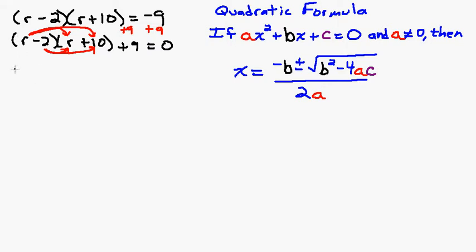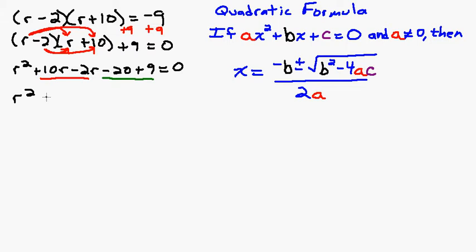So r times r is r squared. r times 10 is a positive 10r. Negative 2 times r is negative 2r. Negative 2 times 10 is negative 20. And then we have this plus 9 sticking around that we had, and we have equals 0. So now we want to combine our like terms. Let's get our r's together here, and then we also want to add our constant terms together there. So we get r squared plus 8r minus 11 equals 0.